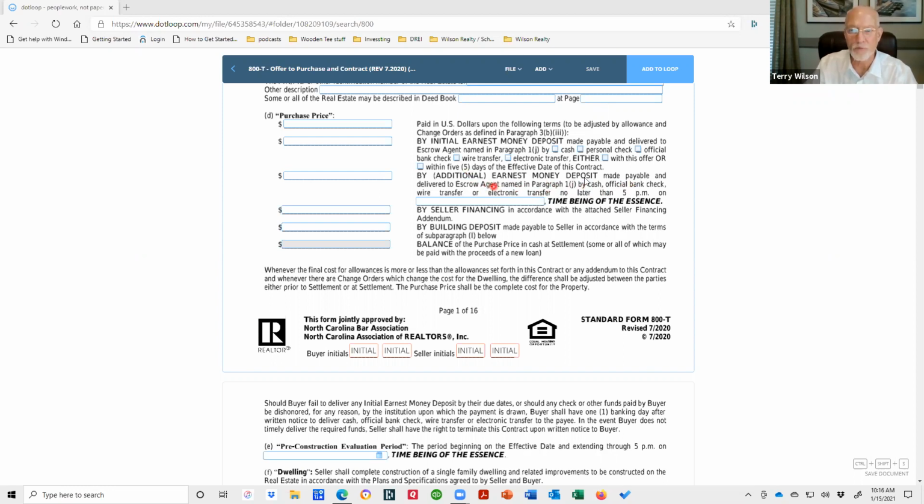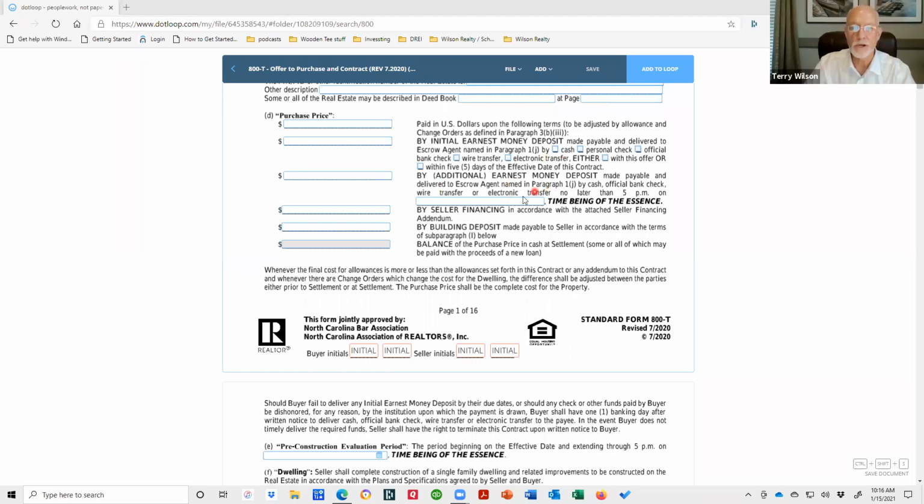And just as an aside, we never accept cash. Don't ever let the buyer give you cash, because if they give you cash, by rule, we have to put it in our trust account. We don't have a trust account. So, right, no cash.